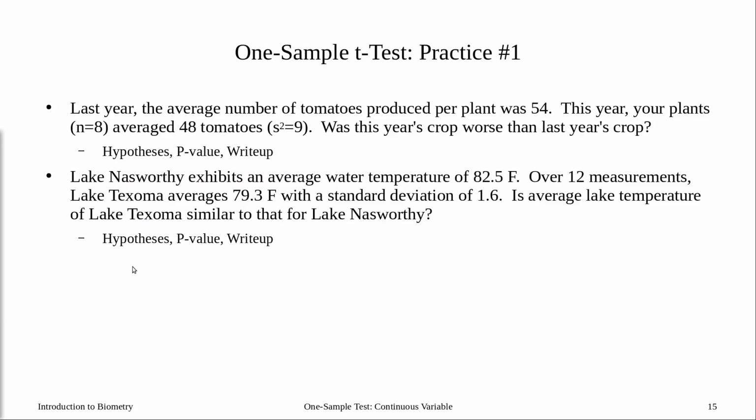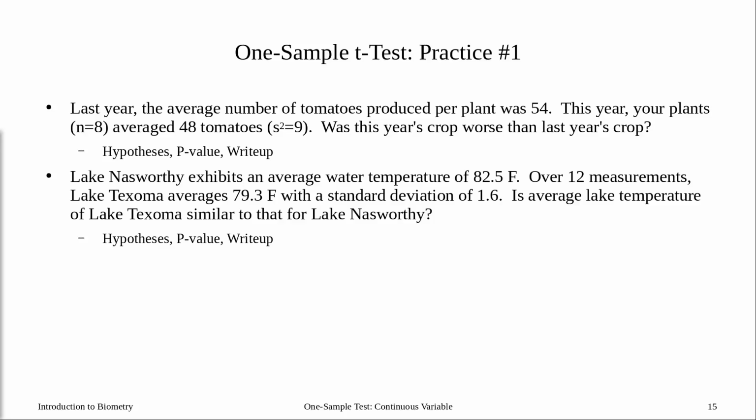Alright, so let's do 2 practice problems. Practice 1, for both of these practice problems, we're going to do it by hand. We're going to determine if we're going to accept or reject our hypothesis and have a write-up. And then what we will do is calculate the actual p-value using R. You will have to know how to do it by hand and using R for exams.